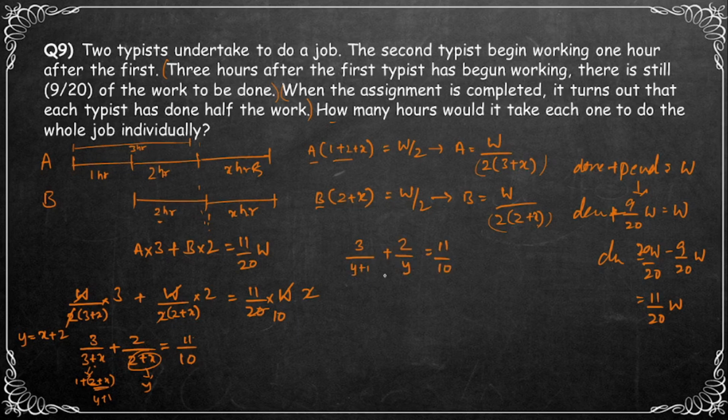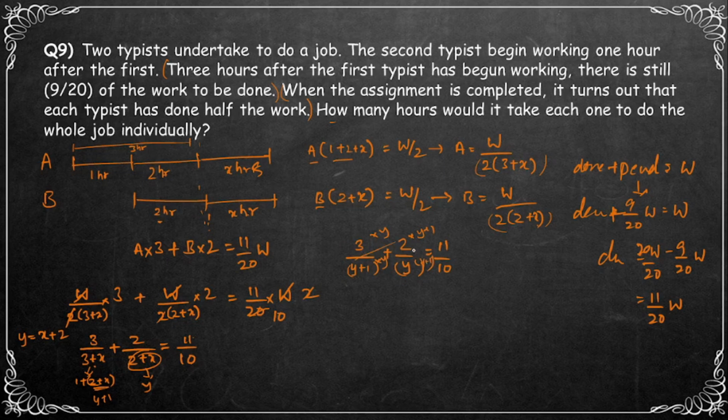The reason for doing this is simplification. 3 into 2 plus X, 2 into 3 plus X, so it will be a little bit simplified. So the LCM of Y plus 1 and Y is Y plus 1 into Y. So we need to multiply this fraction by Y and this fraction by Y plus 1.